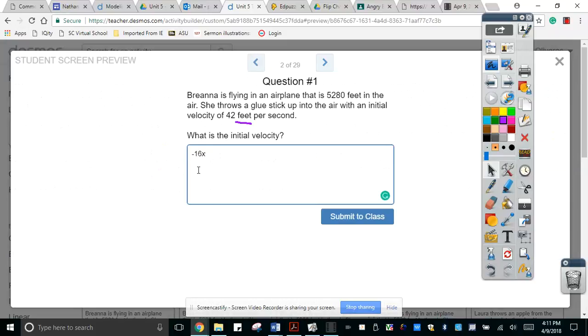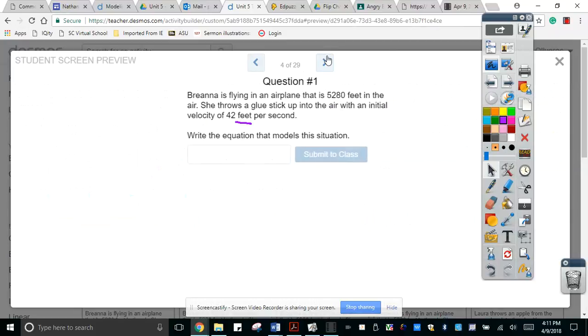The question is, what's the initial velocity? It's 42 feet per second. That's the velocity there. Okay. Next, what is the initial height? It's starting from 5,280 feet. Don't forget your unit.